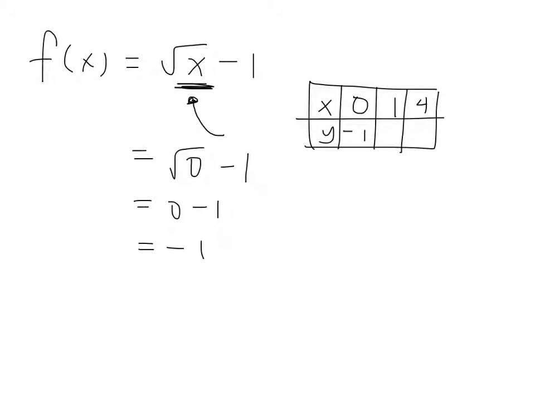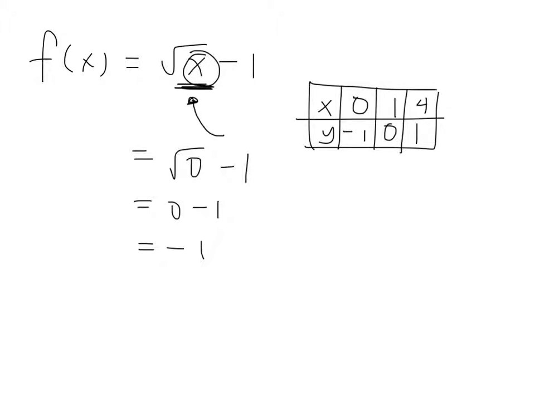Now if I place the 1 on x, so suppose I want x equal to 1, what will be the value of the function? If I place the 1 here, square root of 1 is 1, minus 1 is 0. So this will become 0. If I place the 4, square root of 4 is 2, 2 minus 1 is 1. So I have now at least 3 points to help me graph the function.